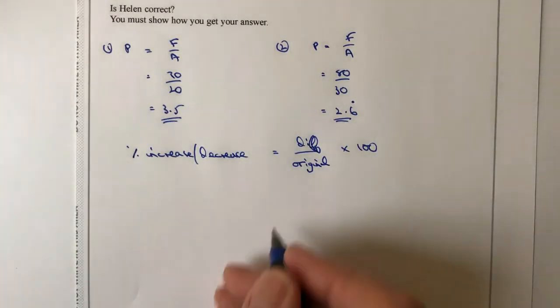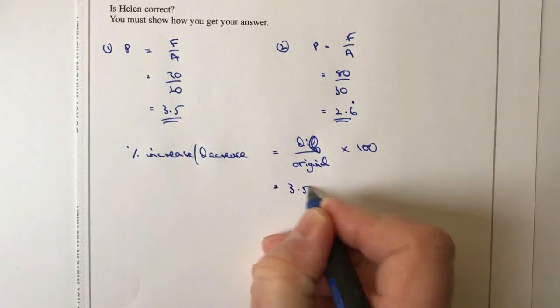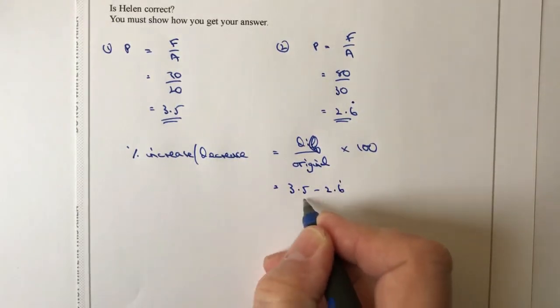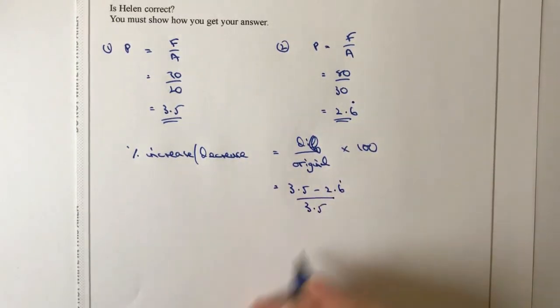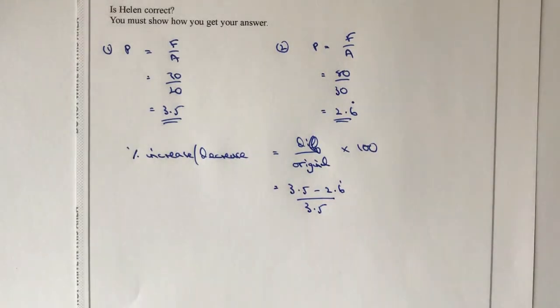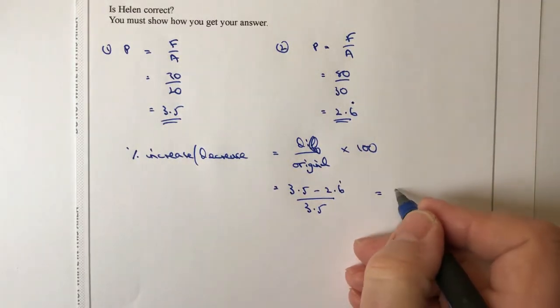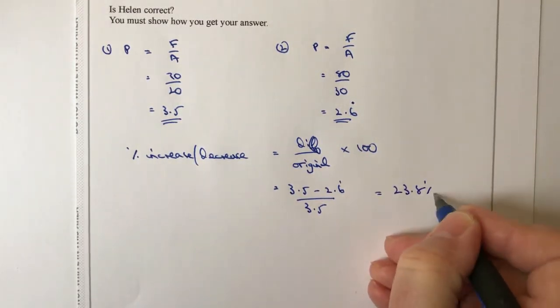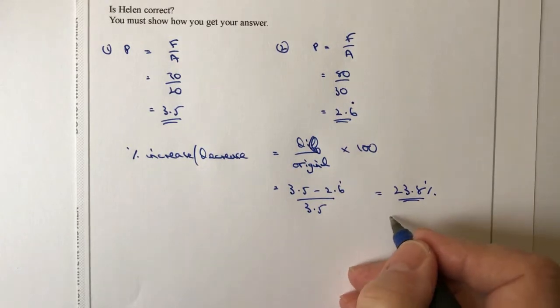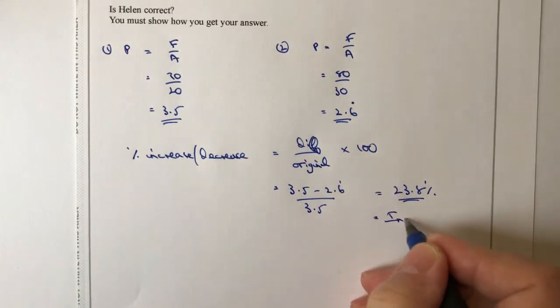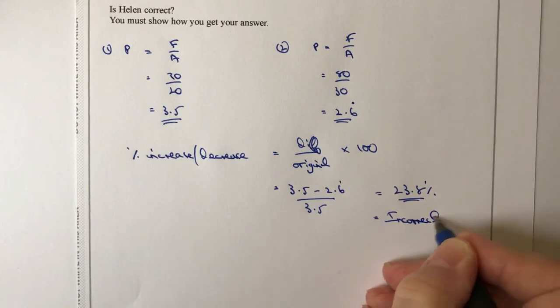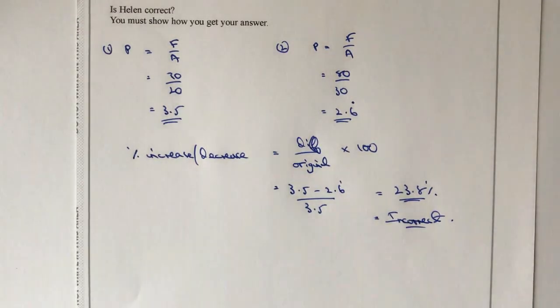So the difference is going to be from 3.5 to 2.6 recurring, and the original was 3.5. So if I pop that in a calculator, I'm going to get a percentage decrease of 23.8%. So no, I'm afraid that Helen is incorrect. Right, there we go, and that would answer that particular question. I hope that's okay for you. It's just a case of really being quite methodical as you work through those sorts of questions.